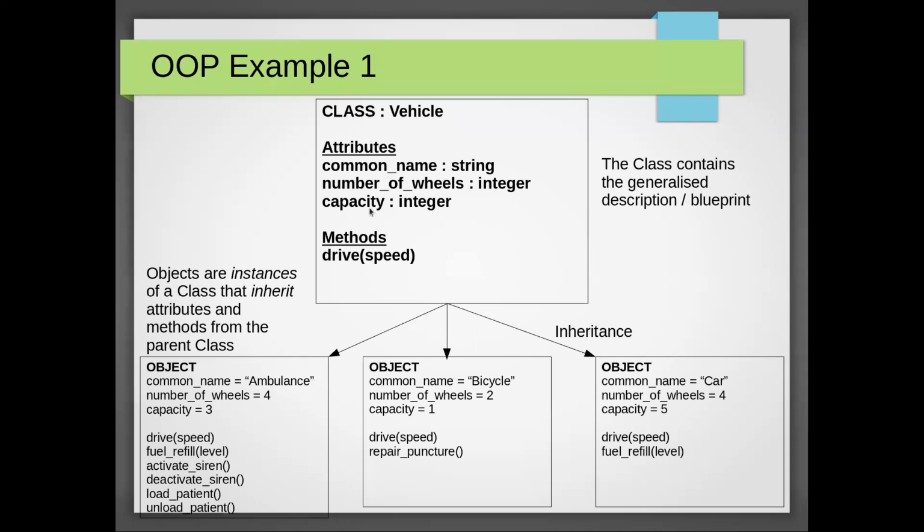So here we have the example we had last time. We've got an example class called a vehicle. These have attributes such as common name, which might be a string, number of wheels, an integer, etc., and various methods. I've just got one method here to drive at a certain speed, and then I can create objects from that. So I can create an instance of vehicle that has a common name of ambulance, for example, and has 4 wheels and a capacity of 3, etc., or one with a common name of bicycle and has 2 wheels, etc.